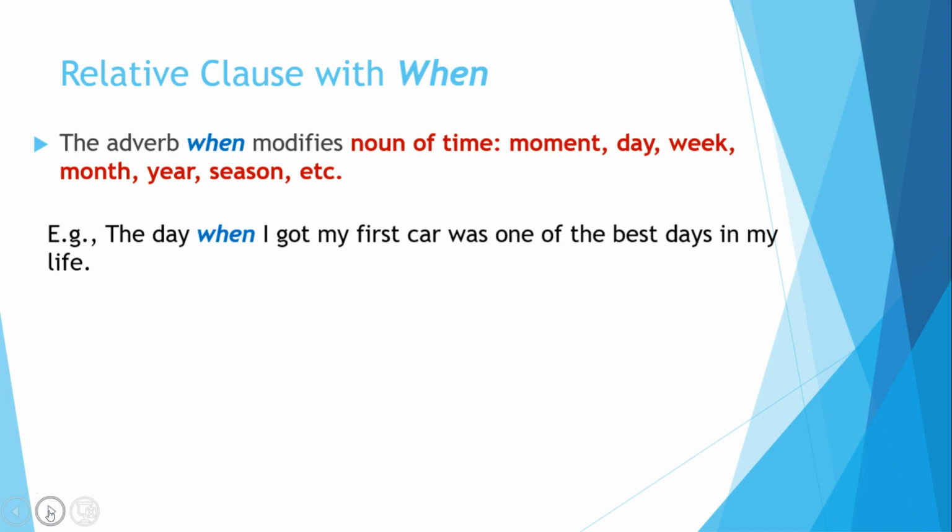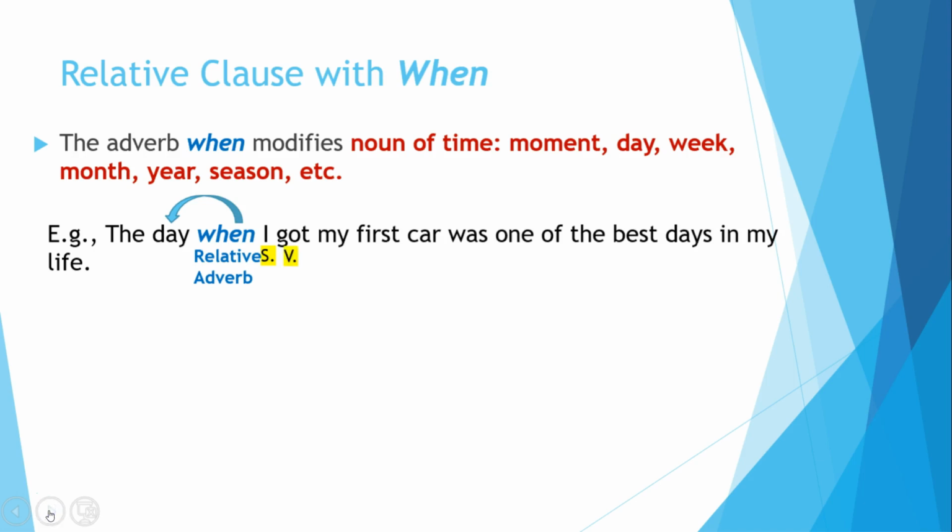So we have an example here. The day when I got my first car was one of the best days in my life. So here we're trying to use when, a relative adverb, to describe the day. Okay, what kind of day was this? Well, this was the day when I, my subject, got, my verb.